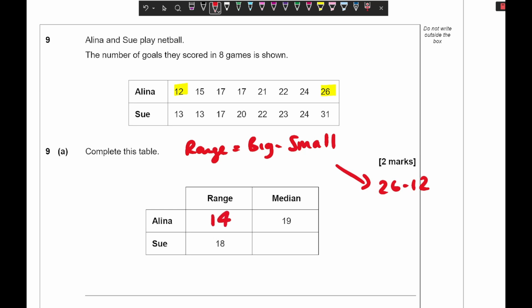Then to work out Sue's median, that's just the middle number. So to work out the middle number, if I just check that they're all in order, which they are, I take one from the top, one from the bottom, and just wait until I get either 1 or 2 numbers in the middle. So the 2 numbers in the middle are 20 and 21. So which number goes in between that? That's going to be 21.